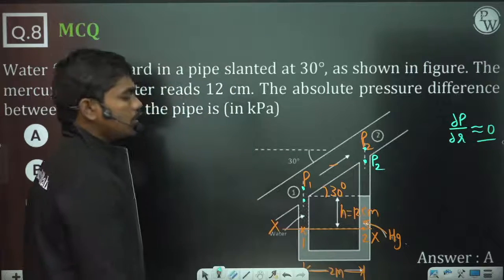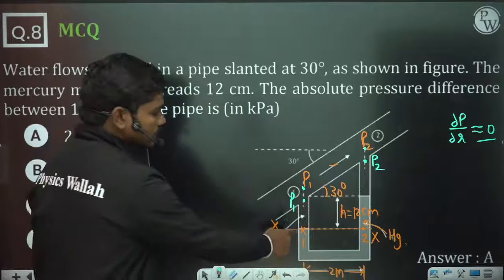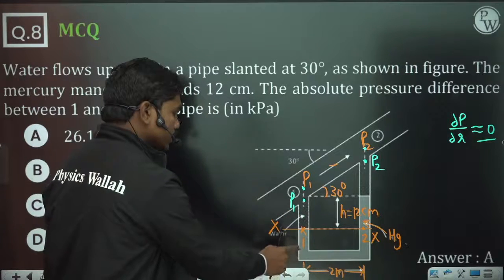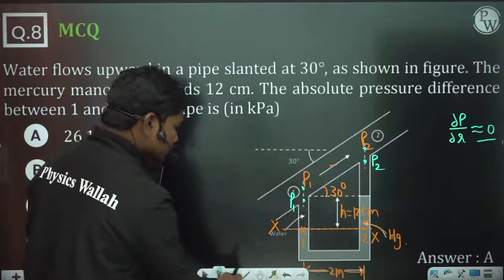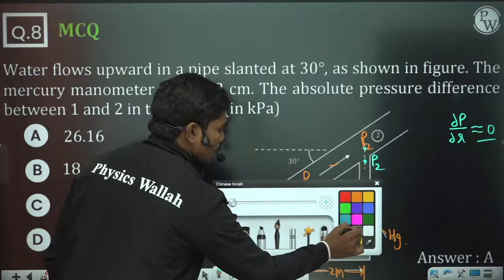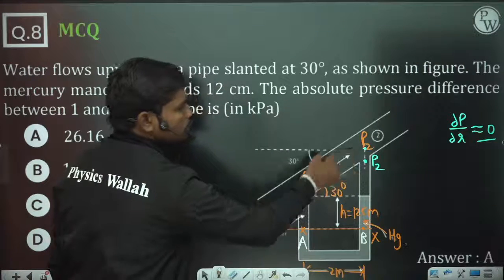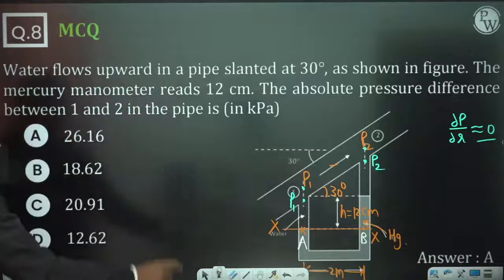Pressure at this location is P2. Okay, so this is P1. Now let us see, what is the pressure at these locations? 1 and 2 I have already used, so let us take capital A and capital B here, because 1 and 2 are already in use.